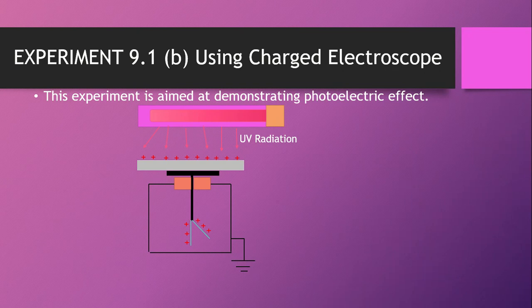In the photoelectric effect, the photoelectrons emitted from the positively charged zinc plate do not escape due to the attraction by the positive charge on the plate, and the leaf divergence therefore remains the same. So because of the force of attraction caused by the positively charged electroscope, the electrons are not emitted. Therefore, the divergence remains the same.